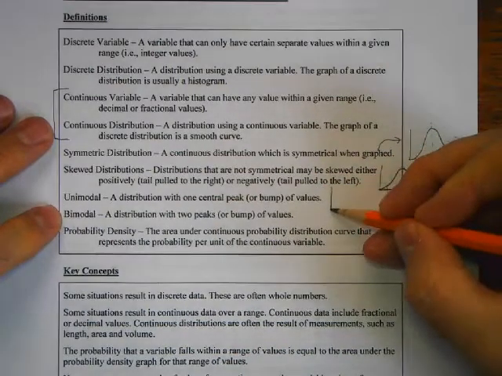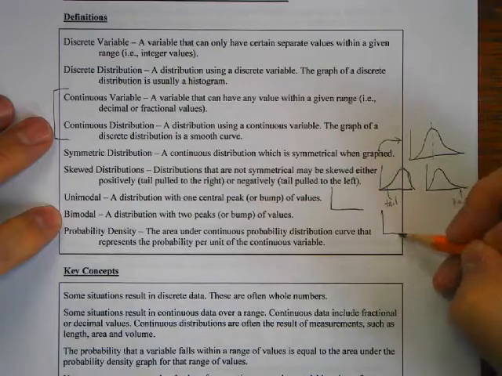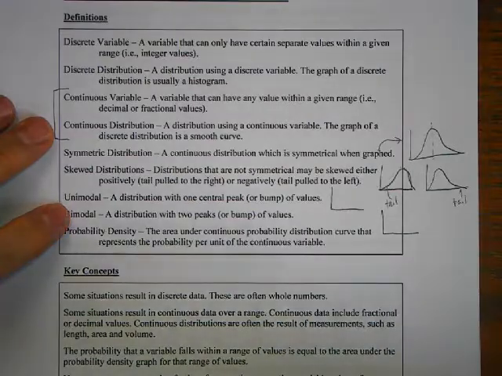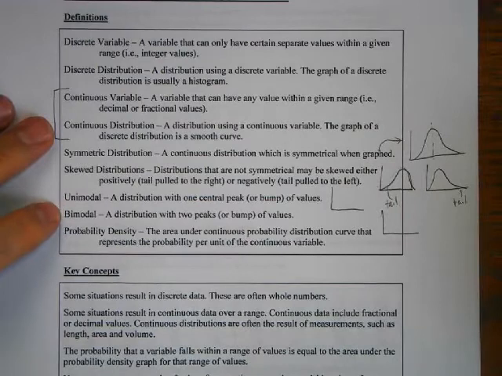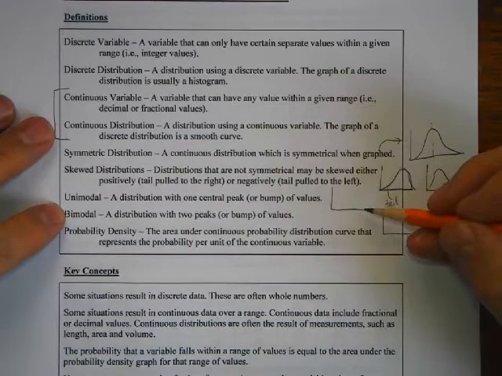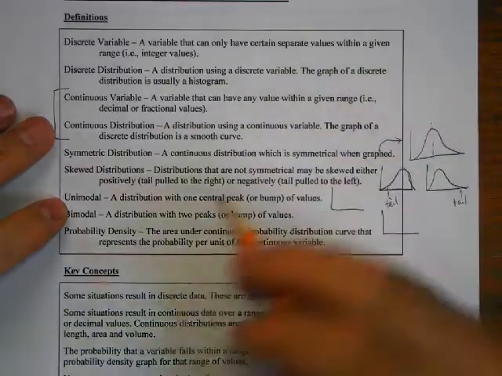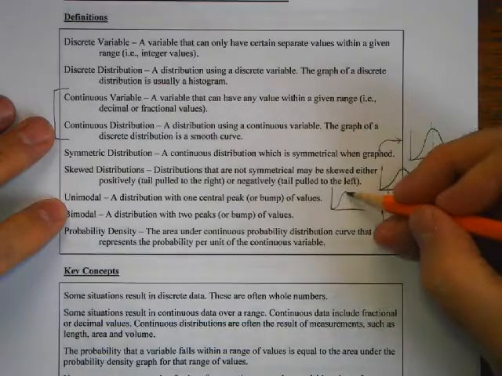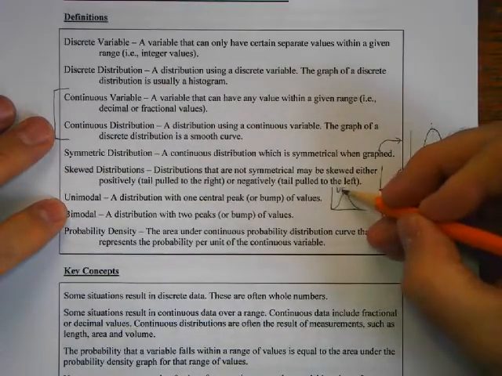Unimodal, if you remember, comes from the term mode. We talked about that in the last unit. The mode is the most frequently occurring number in the distribution. So unimodal means you have one peak. For example, all these three that we just looked at are unimodal because they have one peak. Again, I could draw this. So that would be unimodal.